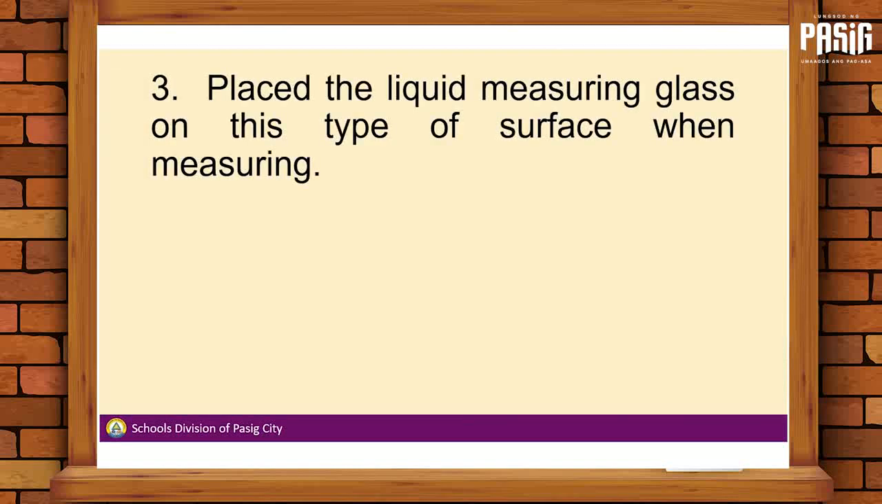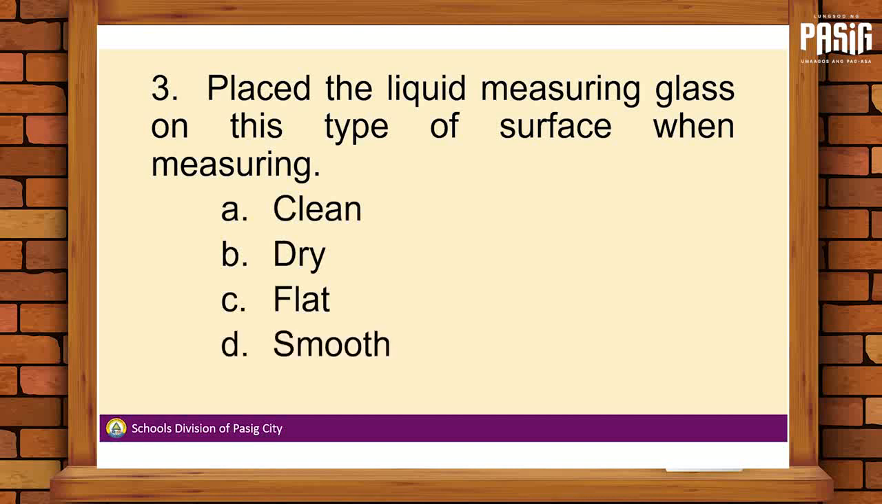Number 3. Place the liquid measuring glass on this type of surface when measuring. A. Clean. B. Dry. C. Flat. D. Smooth. The correct answer is letter C, flat.